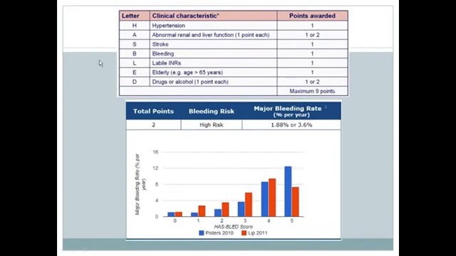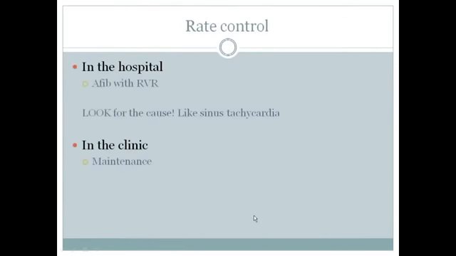The HAS-BLED score, again for bleeding, uses hypertension, abnormal renal or kidney function, stroke, history of bleeding, labile INRs if we're talking about warfarin, elderly individuals, and drugs or alcohol. This is not specific to any anticoagulant. The maximum is 9 points, and the greater the score, the greater the risk. The cutoff is around 3 to 4. So that's stroke prevention.